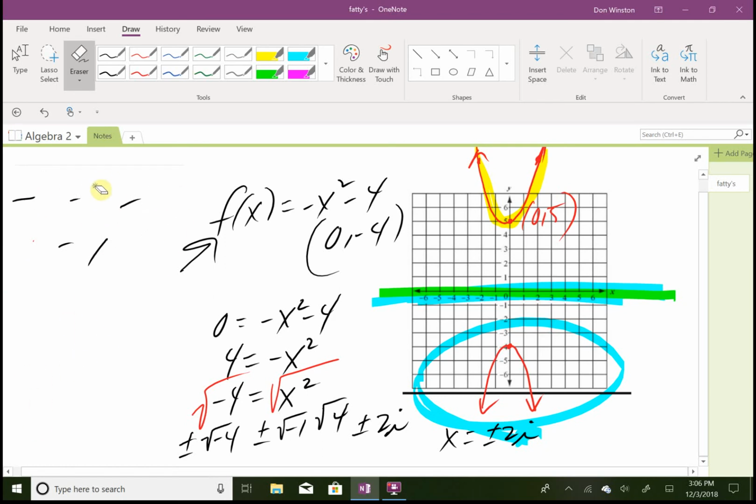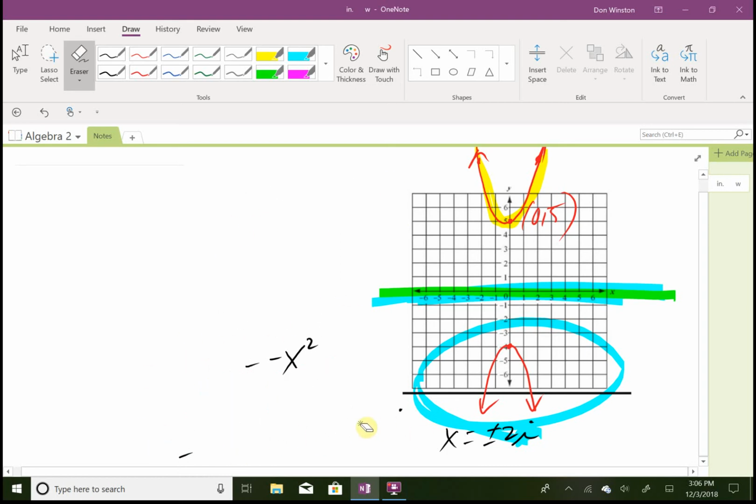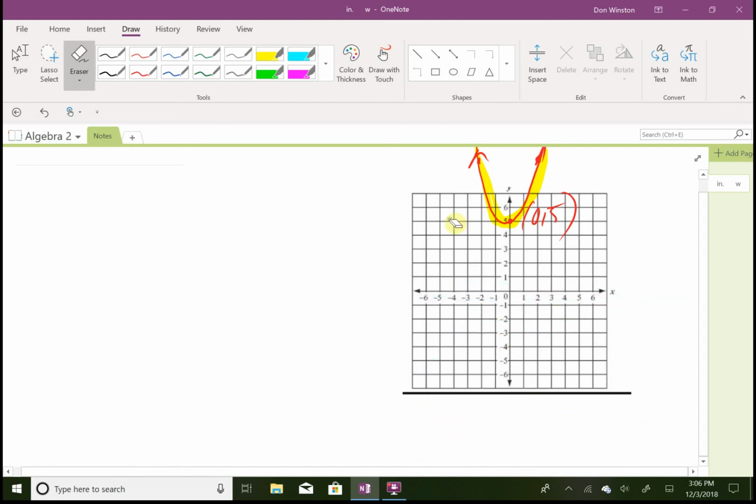So we're moving to a higher level of mathematics. We're dealing with the complex number system, which includes both the real solutions and imaginary solutions as well. Okay, so before we do that, though, we just have to keep in mind a couple of things.